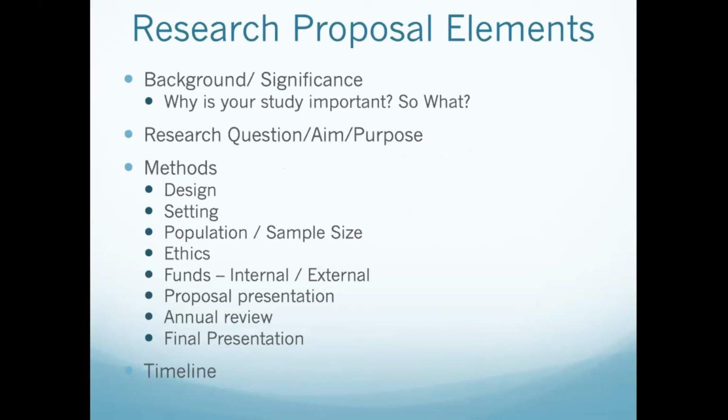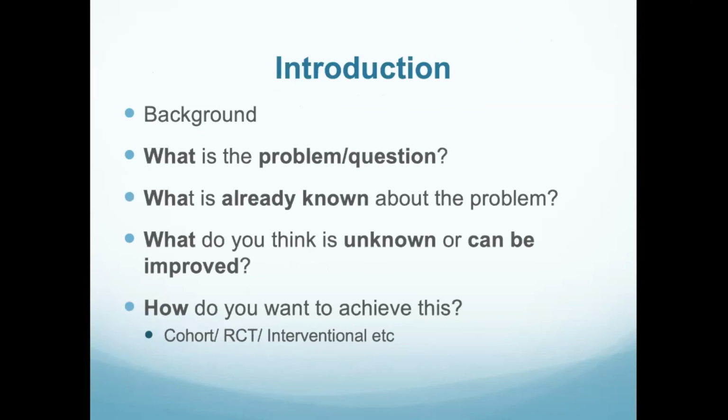What are the basic elements of a research proposal? One, you have to have an appropriate introduction or a background, in which you explain why your study is important. So what if you do the study? You must explain your research question and the objective or the purpose. You must have a definite method: the design, what is the setting of the research, which population are you looking at, what is the sample size you need, how have you obtained ethics approval, do you need funds either internally or externally. These are the things you need to cover in your methods. And finally, you must have an appropriate timeline.